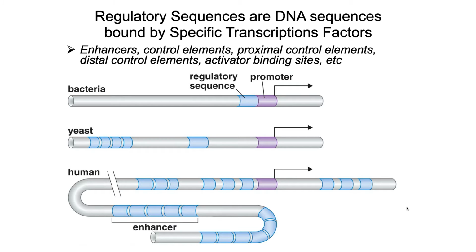Now, these sequences of DNA that I'm giving the generic term regulatory sequences have lots and lots of different names. They can be called enhancers and control elements and proximal control elements and distal control elements and activator binding sites. So make sure that you are aware that all of these terms are examples of regulatory sequences. Sequences that are associated with the gene that determine whether or not that gene is going to be activated, whether it's going to lead to the transcription of the gene's messenger RNA.